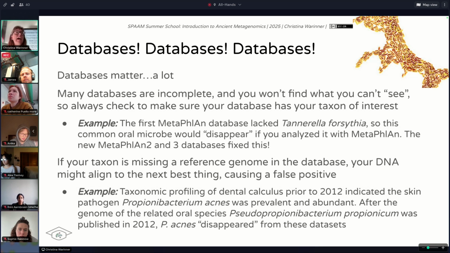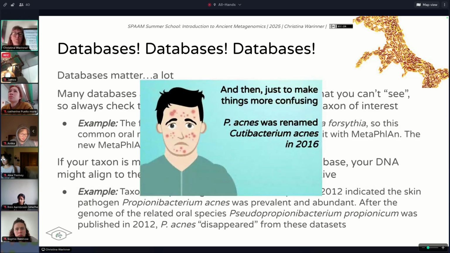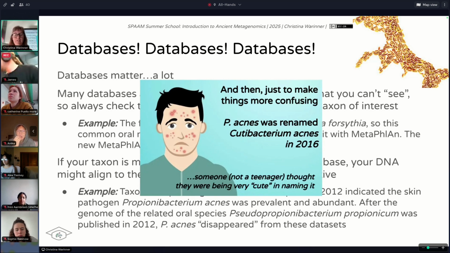And that's because actually P. acnes was never present in the oral cavity. It was always Pseudopropionibacterium propionicum, but because that genome wasn't included, those reads would map to the next closest thing, which was this skin pathogen. And then, just to make everything more confusing for all of you, P. acnes was later renamed Cutibacterium acnes in 2016, so you no longer see it in more recent literature. I think someone who was not a teenager thought they were being very cute when they gave it its new name.